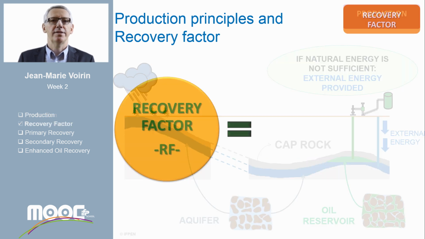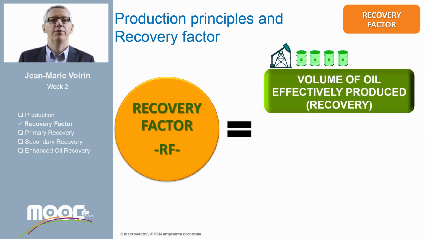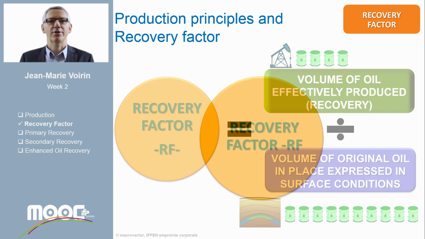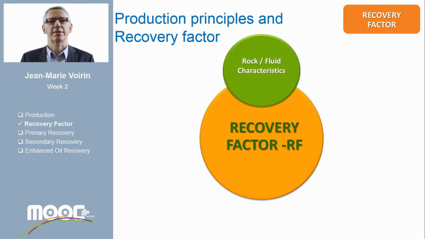To easily compare the effectiveness of the different recovery methods within a given field and between fields, a dimensionless ratio is used. It is called the recovery factor and corresponds to the percentage of the volume of oil effectively produced or recovered from a reservoir as measured at the surface to the volume of original oil in place calculated in the same surface conditions.